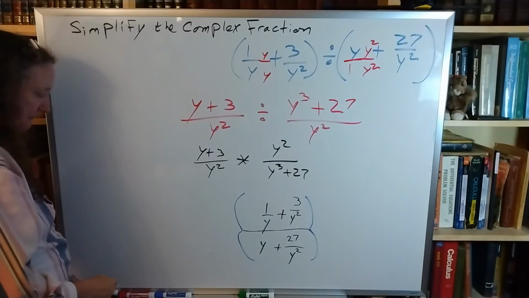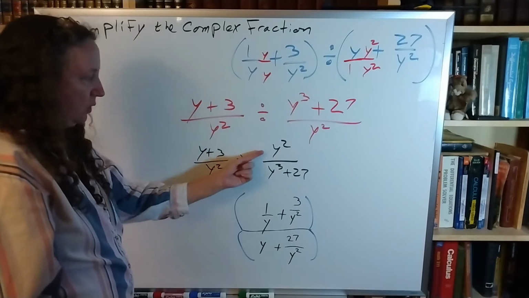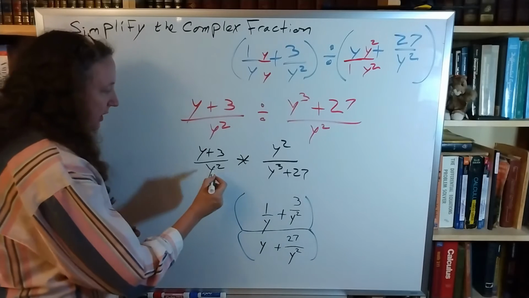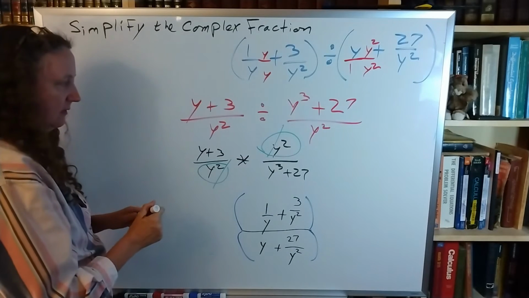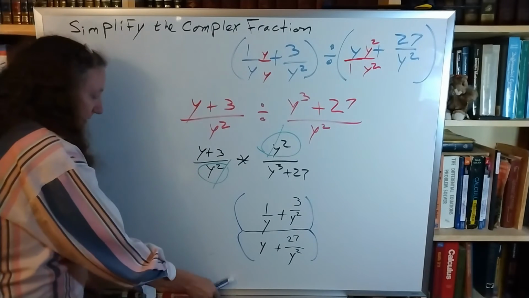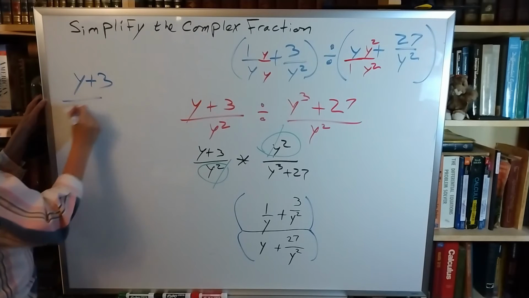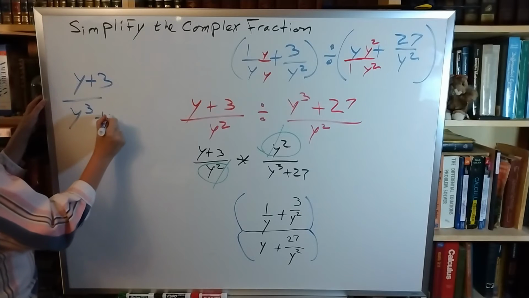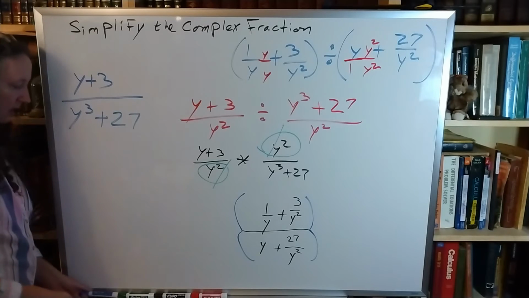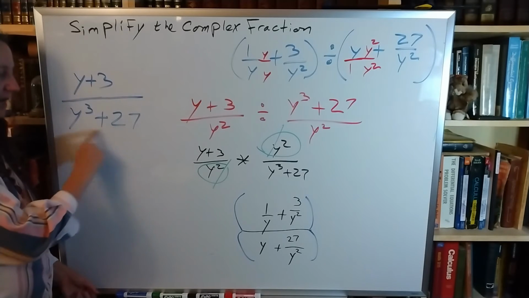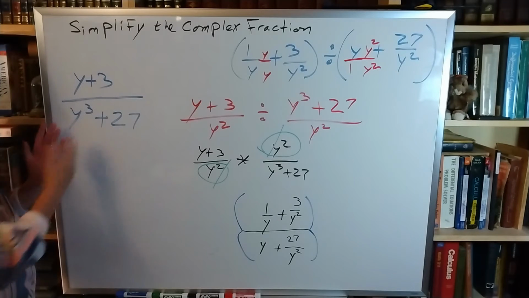Okay. Reduce. I see the y squared on each top and bottom, so they just straight out cancel. So right now, what I have is y plus 3 over y to the third plus 27. I need to figure out, can I factor this denominator any? Is there anything special about this?